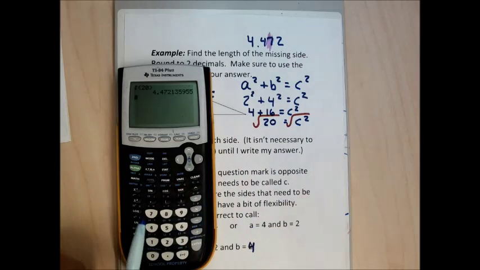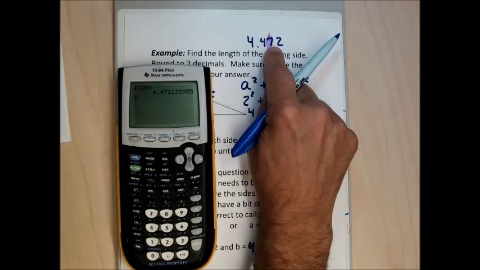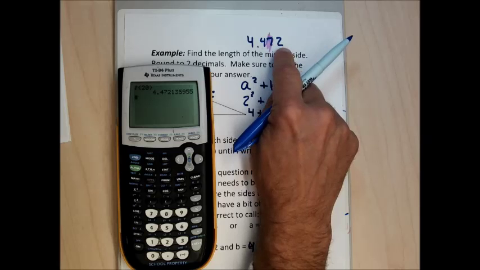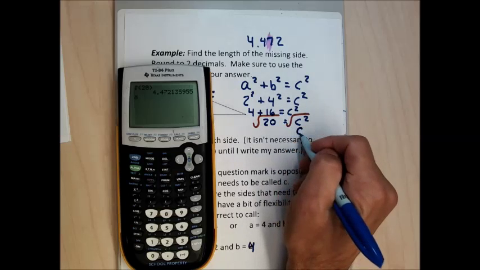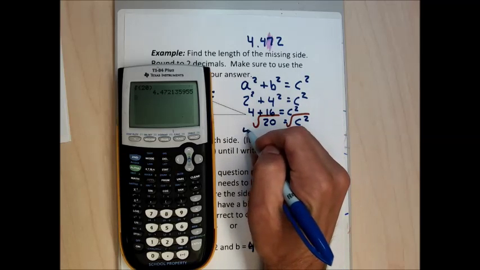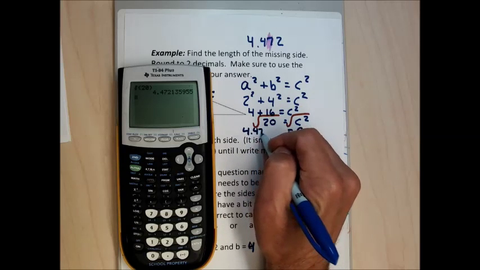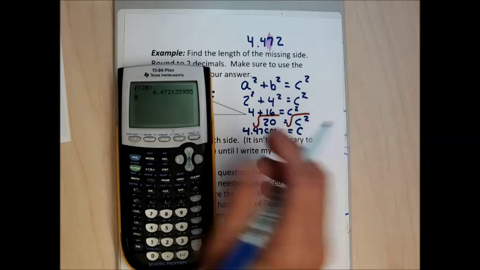When you round to 2 decimals, that's the number in the second decimal position that can change. It's either going to remain or change. If the number in the third decimal place was 5 or bigger, I would have made this 4.48, but it's not. So I'm going to leave the 7 alone. And now I'm going to attach units. This side is in centimeters.